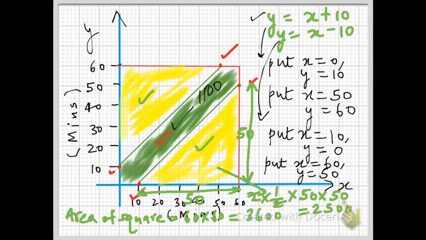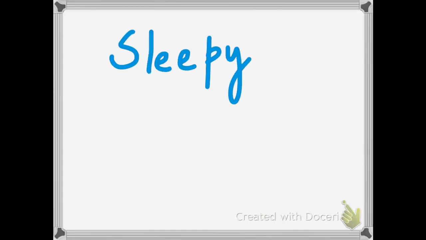So the favorable area is 3600 minus 2500, which is 1100. So the required probability is 1100 upon 3600, which is 11 by 36. So the probability that they will meet is 11 by 36. That's it. I hope you understood the concept.